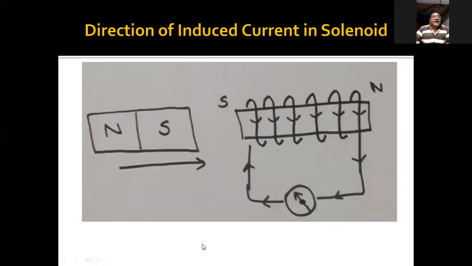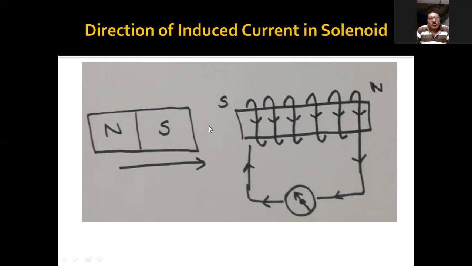Okay, here is another example. Here you see I have the same kind of situation. We have a solenoid. Here I have the galvanometer. The pointer of the galvanometer will be in the center when there is no current in the galvanometer. Here we have a bar magnet. Its south pole is facing the left side of the solenoid, and it is approaching the left side of the solenoid.